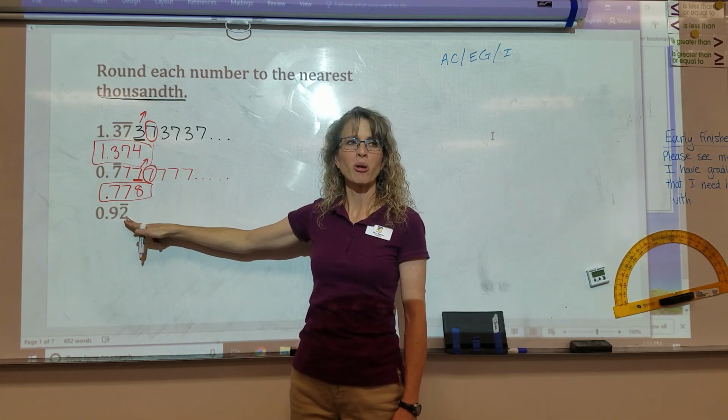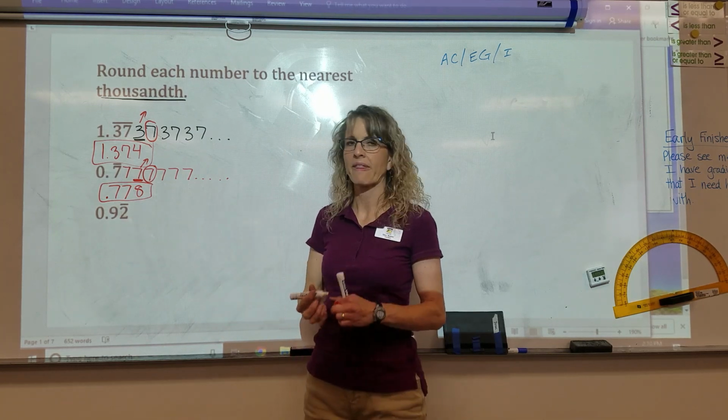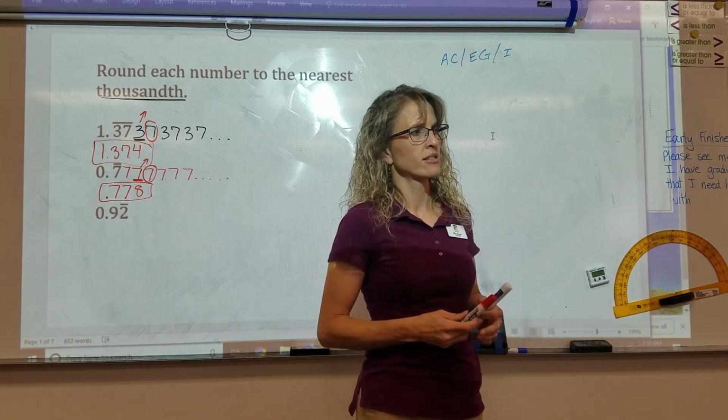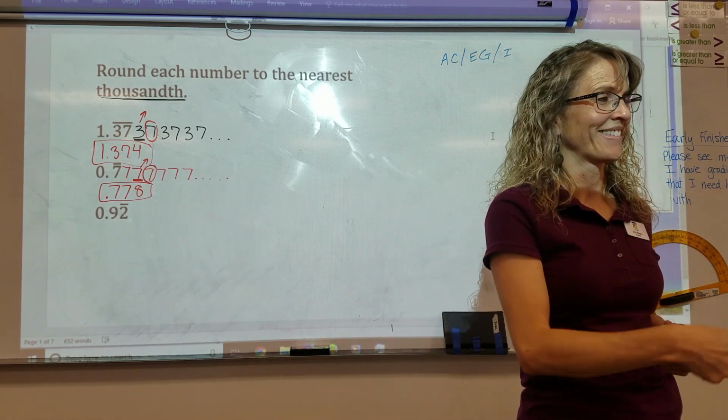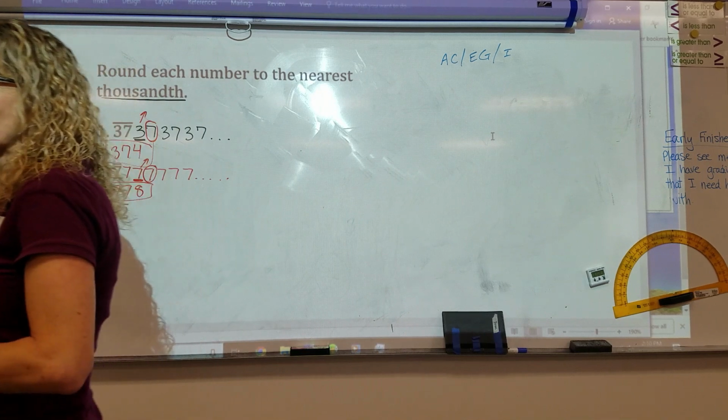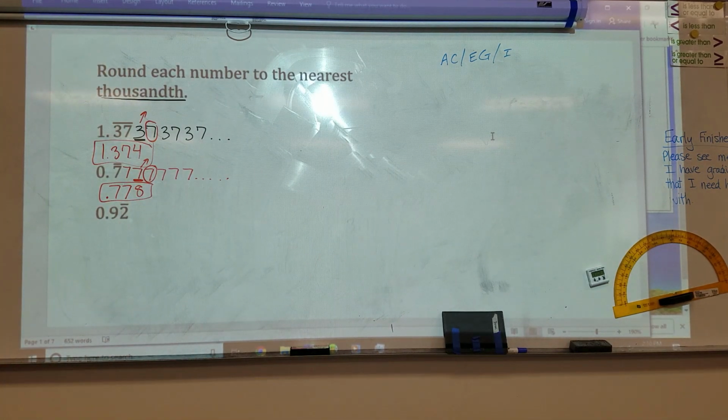Your turn. Write it on your paper. Put your pencil up when you've got it. Write out a few digits. Put your pencil up when you've got it rounded to the 3rd decimal place, or the 1,000th place.